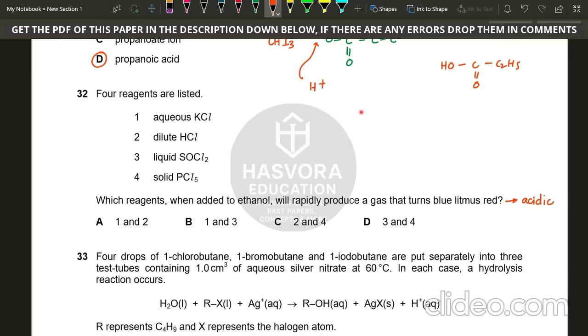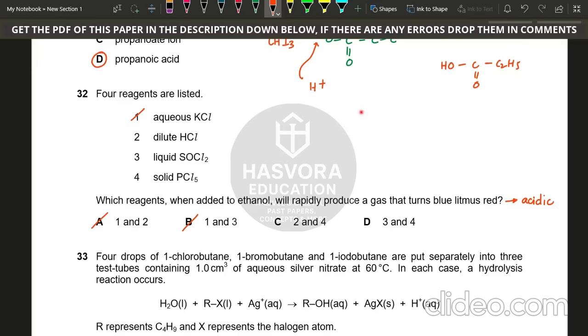First of all, with ethanol the KCl does not react. So this is already eliminated. You can just eliminate the options which have the 1. In case it does react, it will only replace the OH with the Cl. There will be no formation of fumes.